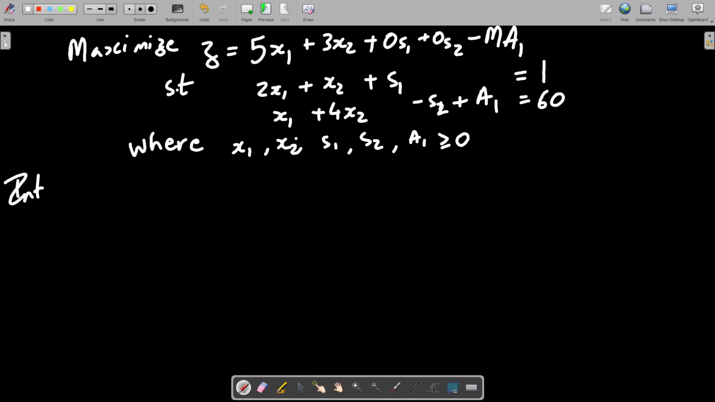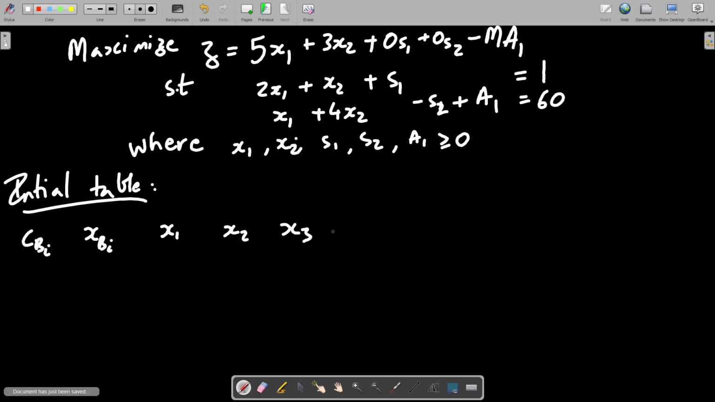Okay, so initial table. Here you have CBI, XBI, X1, X2, then S1, S2 and A1, and then your solution, and then your ratios.